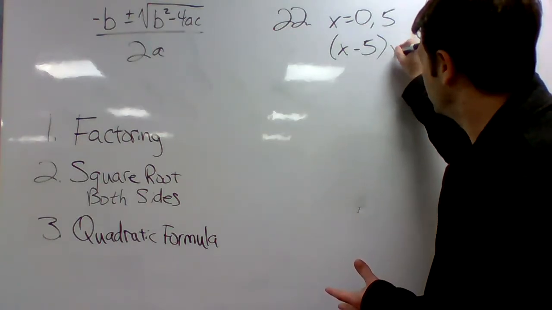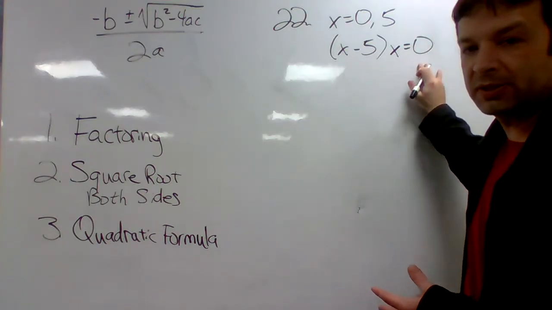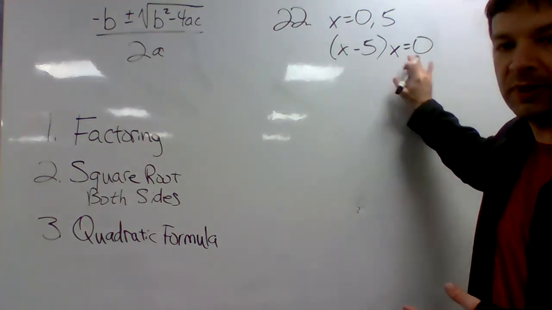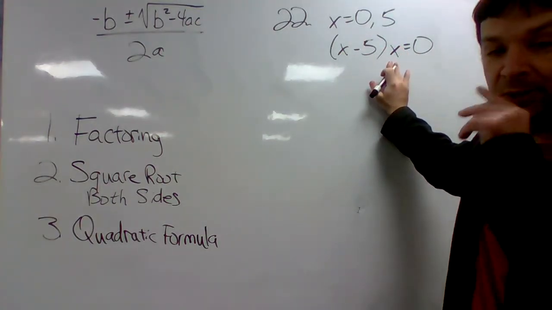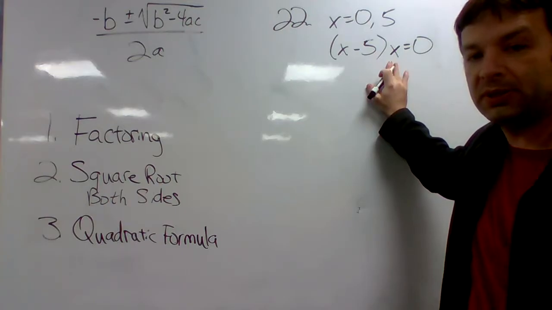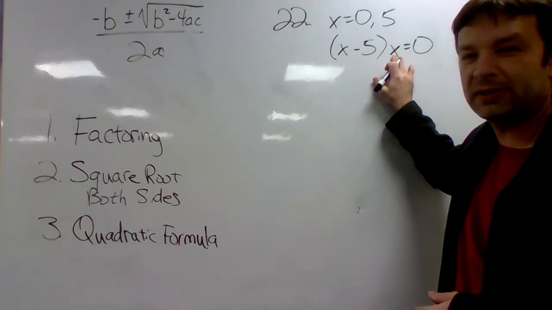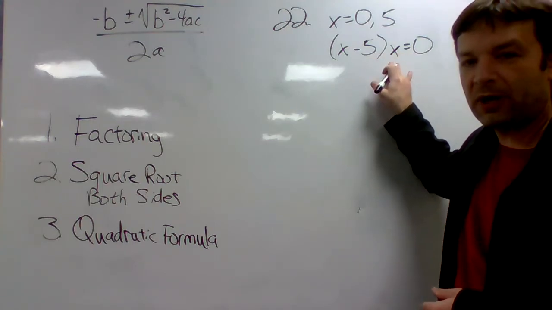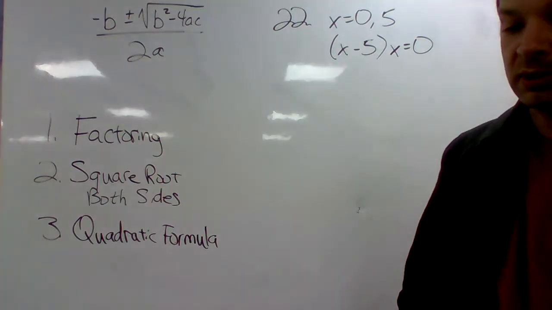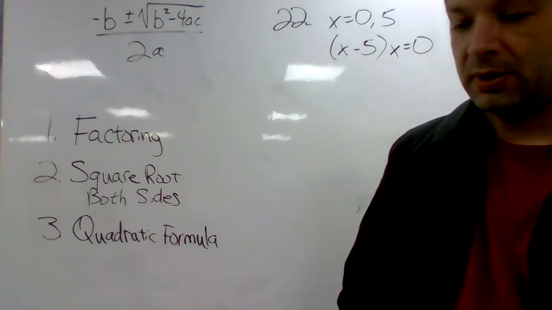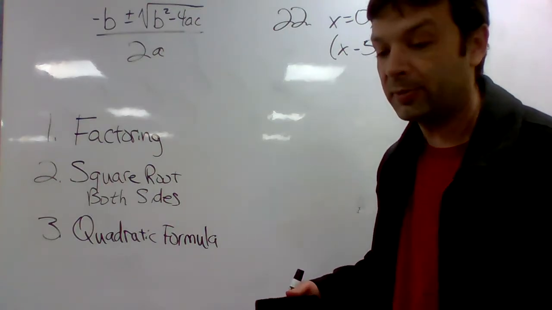So it doesn't really matter which side I put the x on, but this is how you would set it up if 0 is one of the answers. You could write x minus 0 in parentheses, but you don't need to. It's a little more confusing. So just call that x. Use the distributive property, and then that would be your answer. It looks a little different than the other problems. Okay, that's how you do it. Number 23.